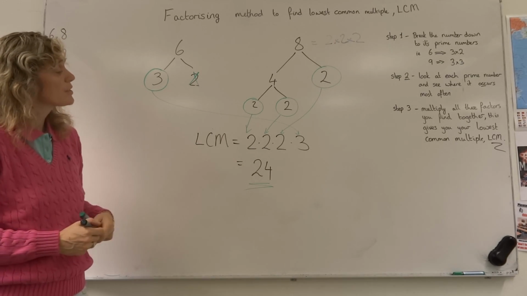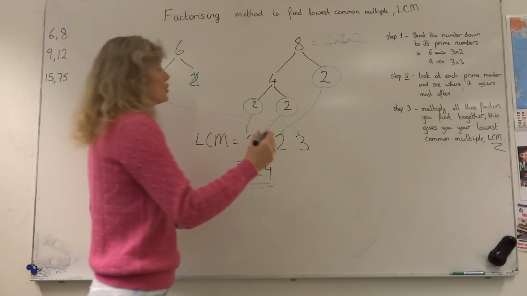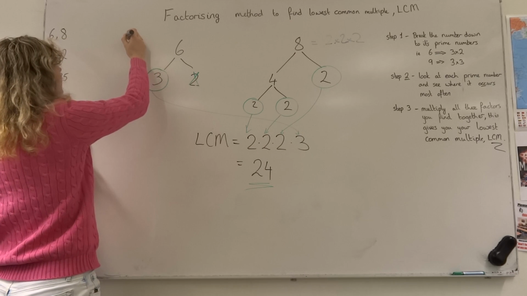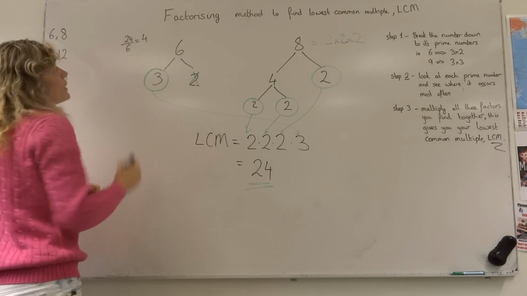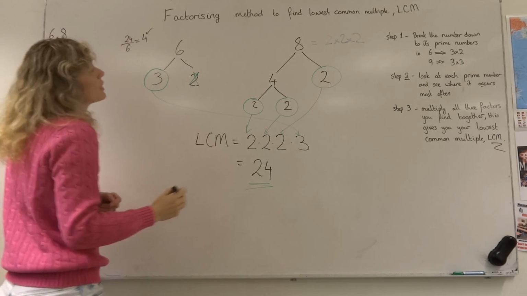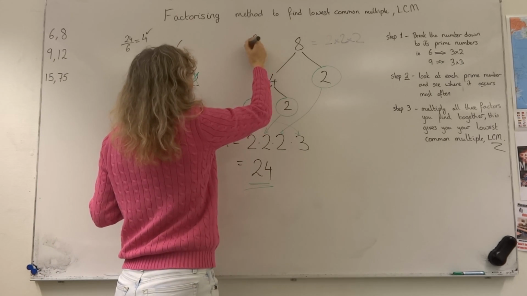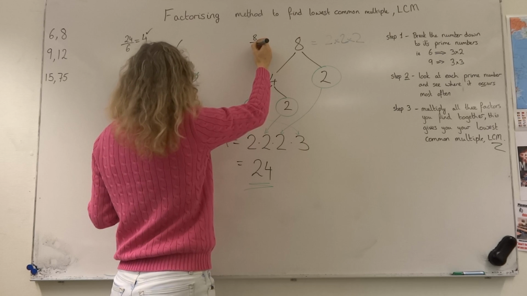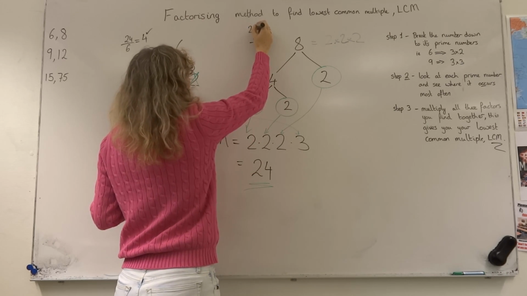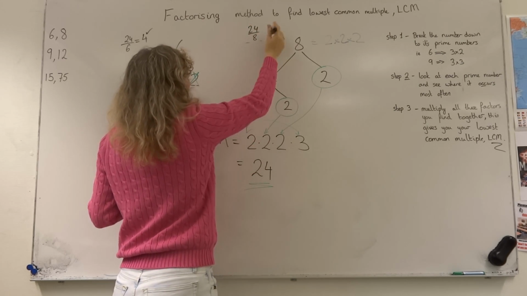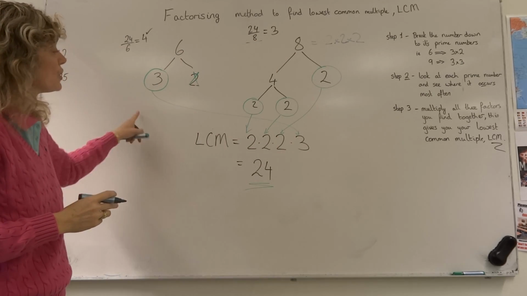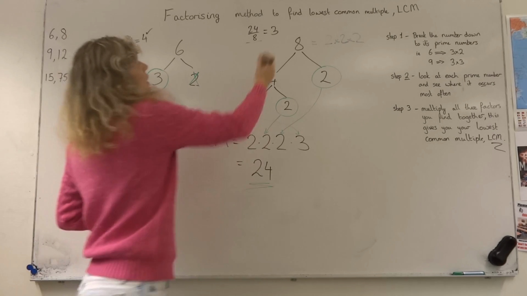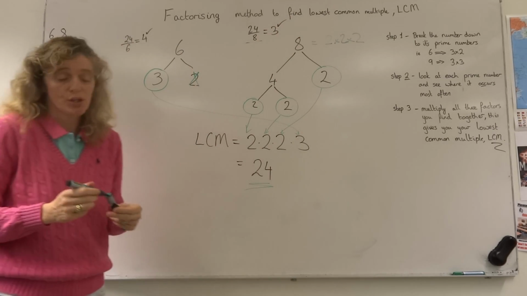Let's do a quick check so that we know that we've done it right. Check that 24 is divisible by 6. Well, yes, 6 4s are 24, so that one works. 24 divided by 8 is 3. 3 8s are 24. So we're just doing a little final check here that we've done the calculation correctly.